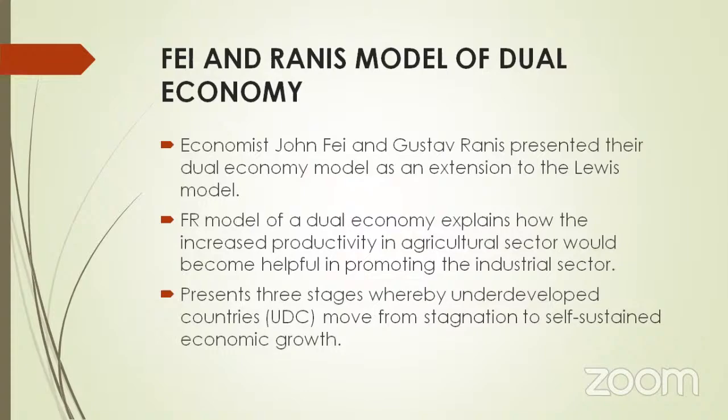The Lewis model was upgraded or tweaked by two economists, John Fei and Gustav Ranis, and the Fei-Ranis model of dual economy came in as an extension to the Lewis model. The Fei-Ranis model explains how increased productivity in the agriculture sector would become helpful in promoting the industrial sector. They talked about three stages whereby underdeveloped countries move from stagnation to self-reliance. There were a lot of equations and theories. If you look at your SLM, it has gone into detail in explaining the theory. I don't think you should go into it again unless you have a background in economics, because it dwells too much on economics, which detracts from the larger understanding of the economic model and the reason why we are reading about them.